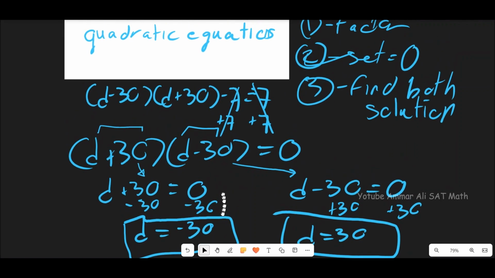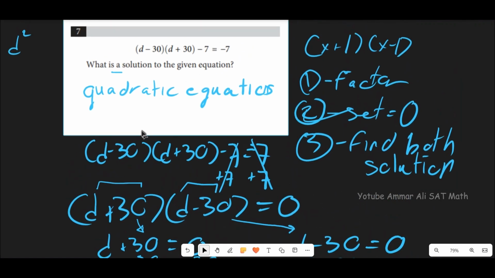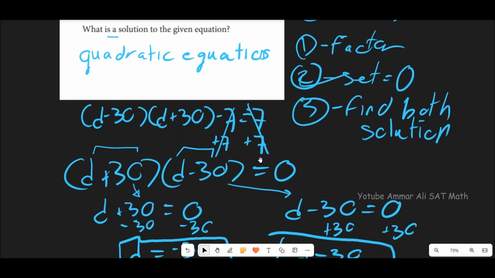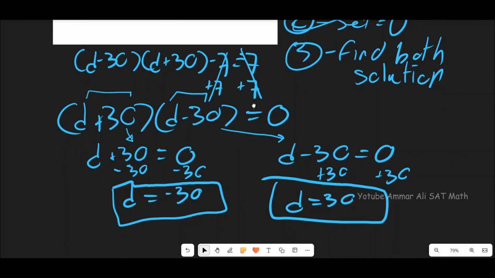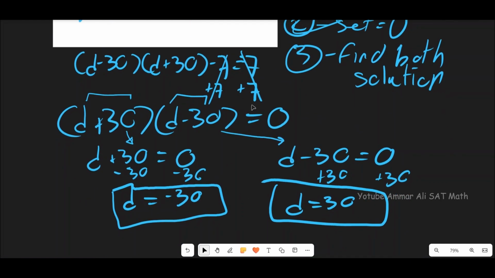So that's it for this video. What did we do? We were tested on quadratic equations. So how do we solve it? First, we had to factor. Lucky for us, we didn't have to factor because they factored for us. Then we set the equation equal to 0. After doing that, we solved for d. And how do we solve for d? We solve for both possible versions of d, and we did that when we split up the equation on the bottom right here. That's when we split the equation.